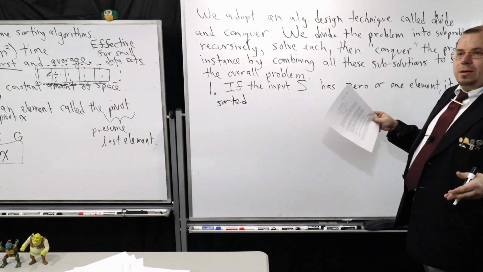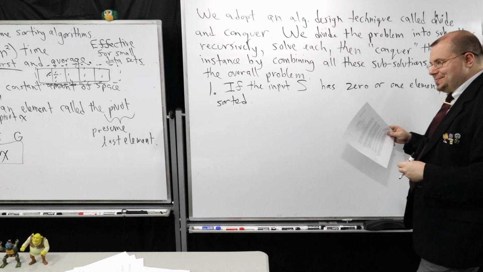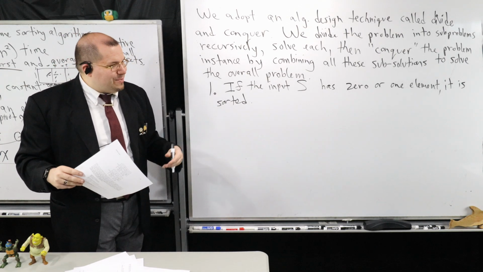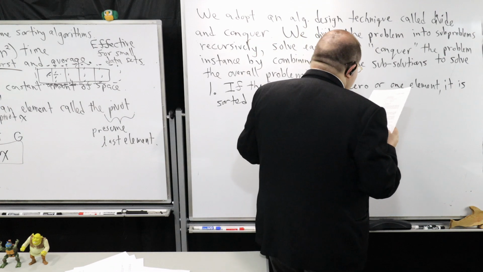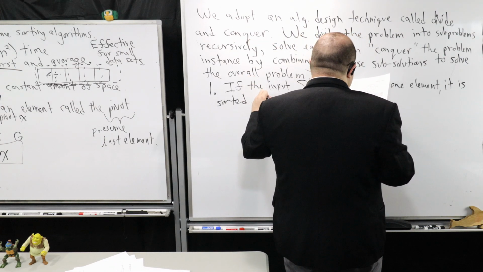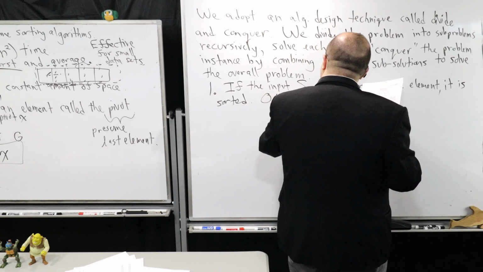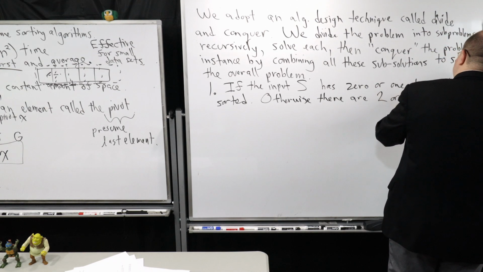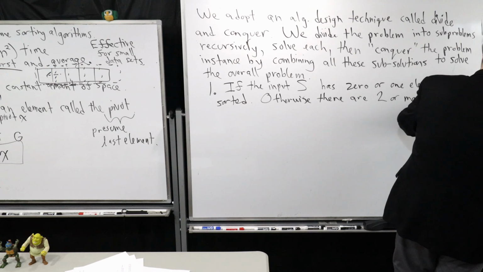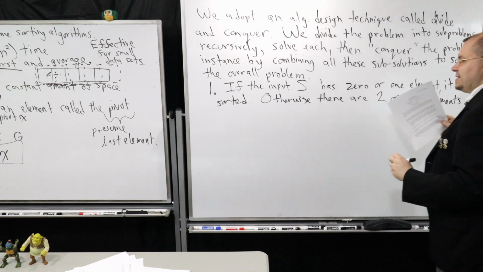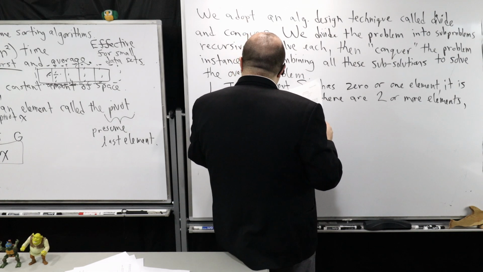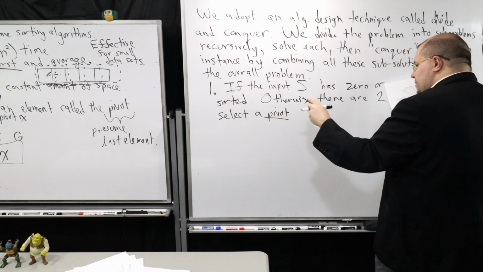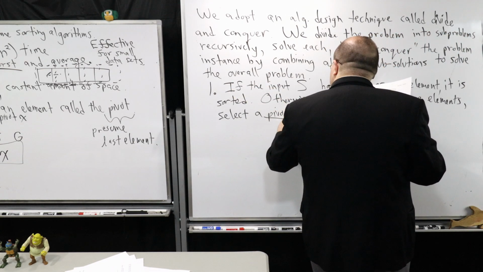You can think of S as a subarray. That's why I called it S. So if it has 1 element or no elements in it, it has to be sorted by definition, right? We talked about this earlier. So otherwise, there are 2 or more elements. Select the pivot. So we're going to select a pivot. What I was referring to, what I called X over there, you're going to select this pivot. And this is going to be an element in S.